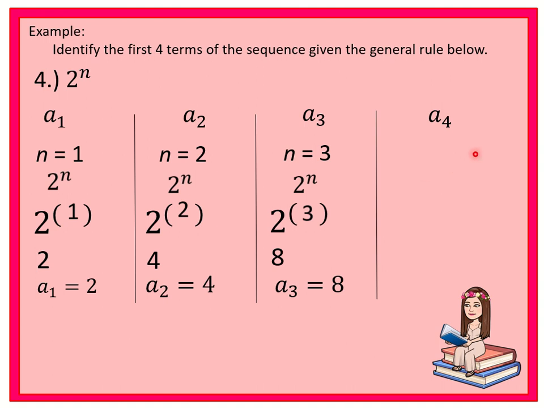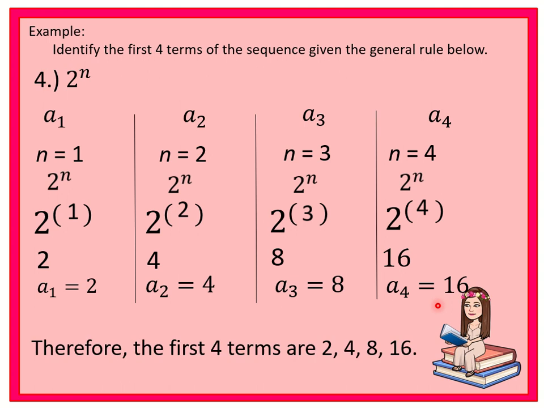Next, fourth term. Our n will be equal to 4. Copy the general rule, 2 raised to n. Substitute natin yung 4 dun sa n. So, imbis na 2 raised to n, magiging 2 raised to 4. Ang 2 raised to 4 ay 2 times 2 times 2 times 2, which is 16. Therefore, our fourth term is 16. So, we now have the first, second, third, and fourth term. So, we can say that our first 4 terms are 2, 4, 8, and 16.